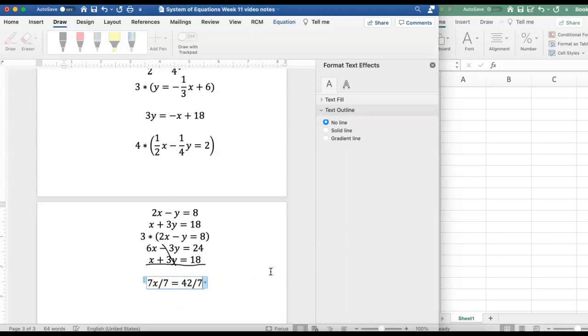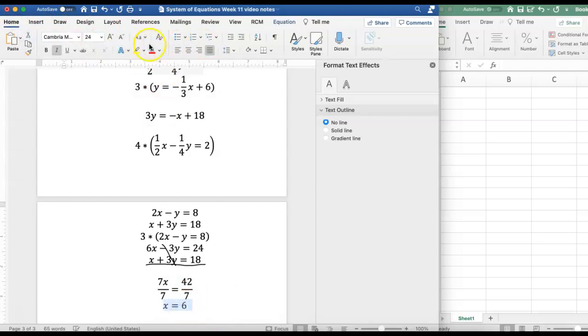And we can even do that if we want, so that we can see it like this. 7 divided by 7 is gone, or there we go. 7 divided by 7 just leaves me with x. 42 divided by 7 is 6. And there we go. So that's our first answer. I'm going to highlight this just so we don't lose it with everything.